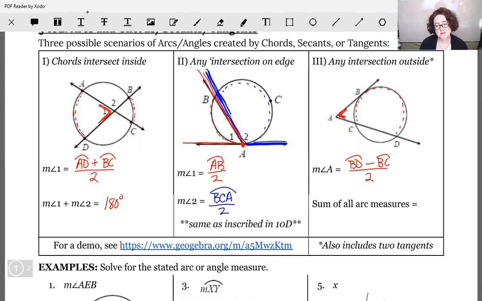So intersection on the inside, add them up, divide by 2. Intersection on the edge, just divide by 2. Intersection on the outside, subtract and divide by 2. So it's still kind of the same big rule, just minor tweaks with where the intersection happens. And don't forget too, what is the sum of all your arc measures that we just used in example 4? Everything adds up to 360 degrees, which is going to be relevant in 1 or 2 problems. Alrighty, so let's try this out. So example 5.